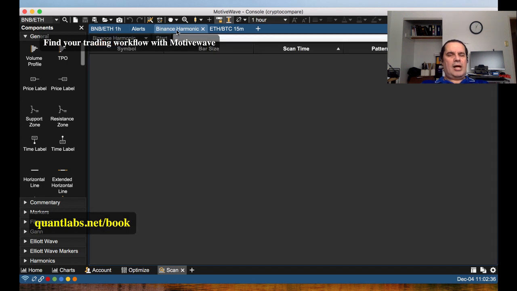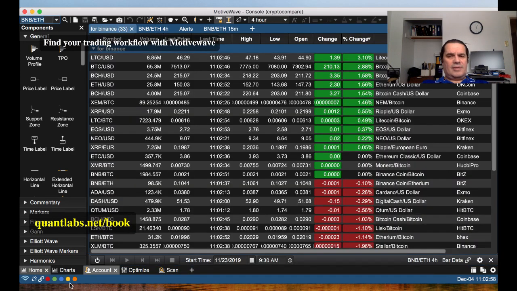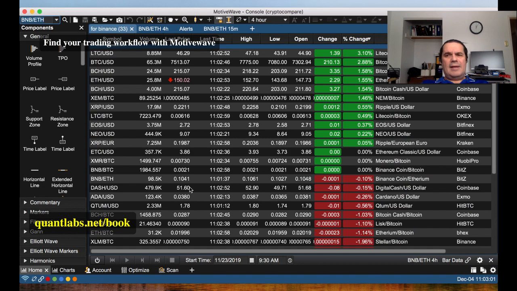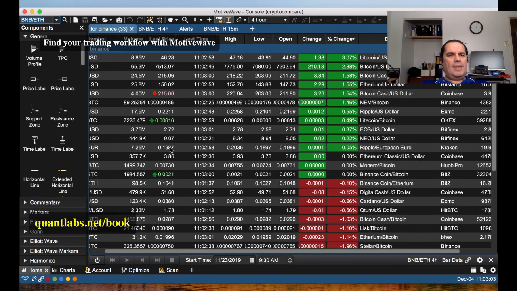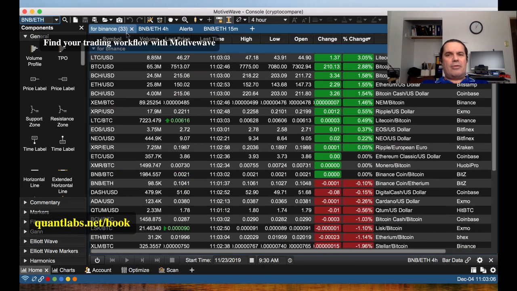So here I like doing scans with Motivewave. I find that's a really useful feature for a screening process. I've got my scanner set up, and I've got my watch list set up with the same. This gives me a snapshot of what's moving in the markets. You can see here I've got 33 instruments available.